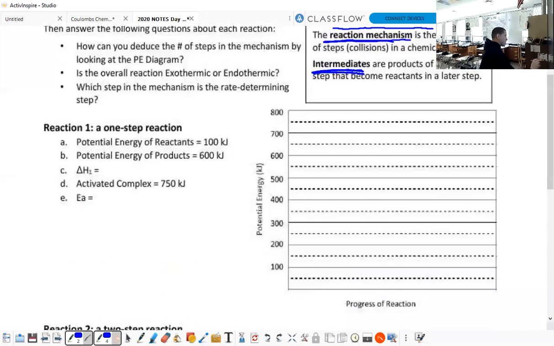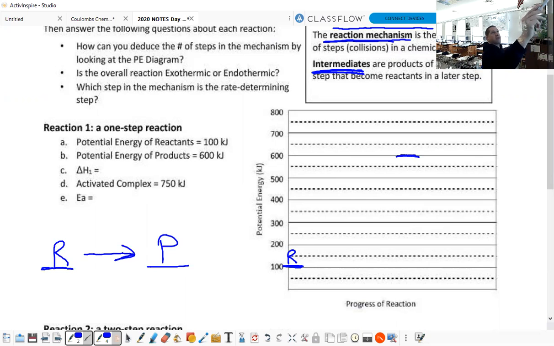Here we go. So let's just jump in and try it. Reaction one is a one-step reaction, meaning you have one step where the reactants just directly become products. It says the potential energy of the reactants is 100 kelvin. So we have the reactants here, and these diagrams will look familiar in a second. The potential energy of the products is 600, so we'll put the products over here somewhere. And we'll figure out how far over to go in a second. I'll show you with the two-step.